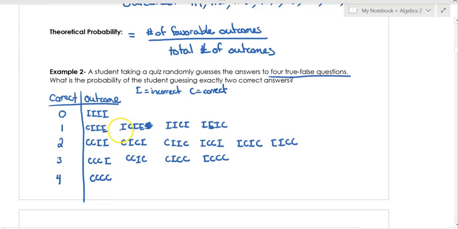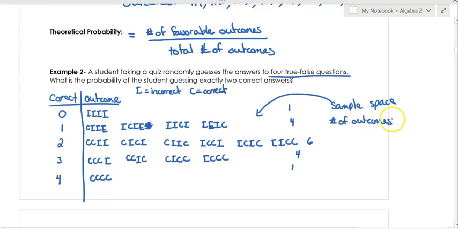So if you count up, this is all the outcomes. So the sample space is counting them up. There is 1 outcome here, 4 here, 6 here, 4 here, and 1 down here. So the sample space is what we just did, all of this, all the ways it can happen. The number of outcomes total is 1 plus 4 plus 6 plus 4 plus 1, right? And so that is 16 outcomes.